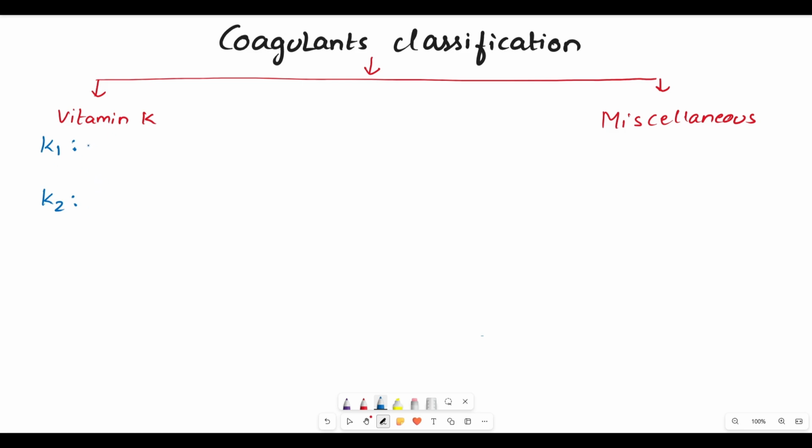And coming to this vitamin K1, we will be calling it phytonadione. Vitamin K1 is called phytonadione. This can also be called phylloquinone. Phytonadione or phylloquinone. And coming back to the second one, which is K2, vitamin K2, it is called menadione.